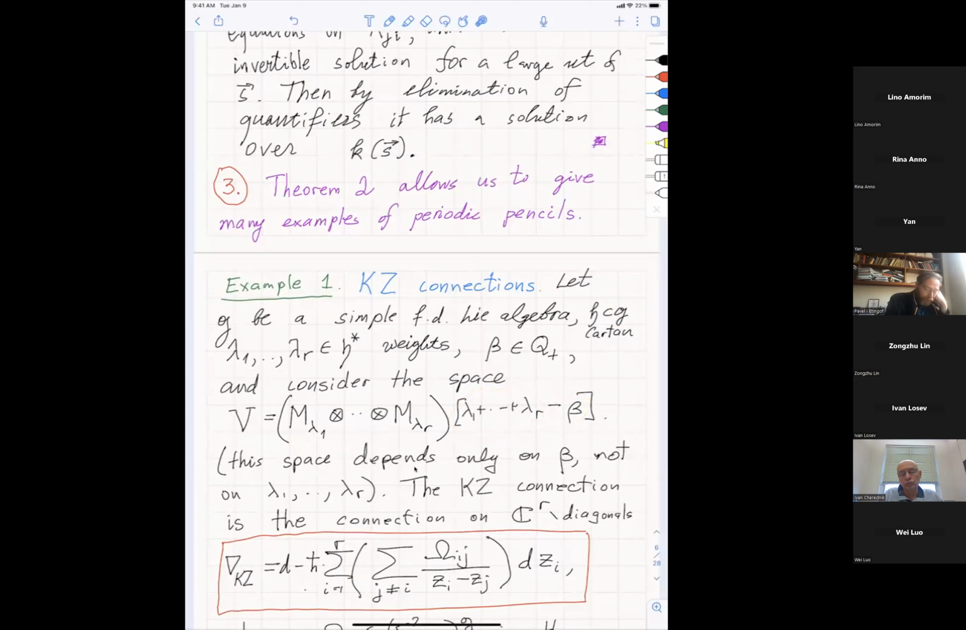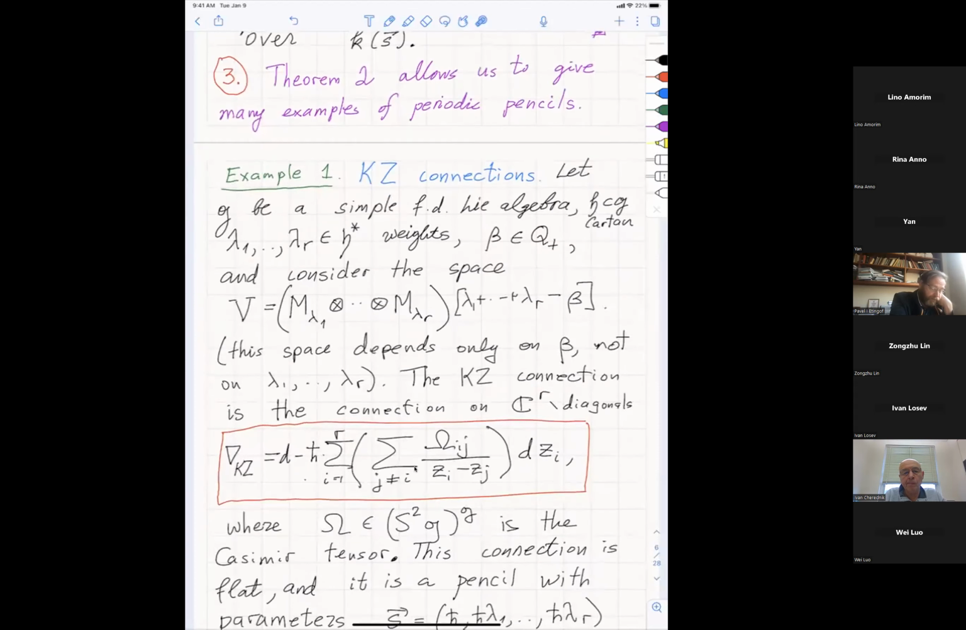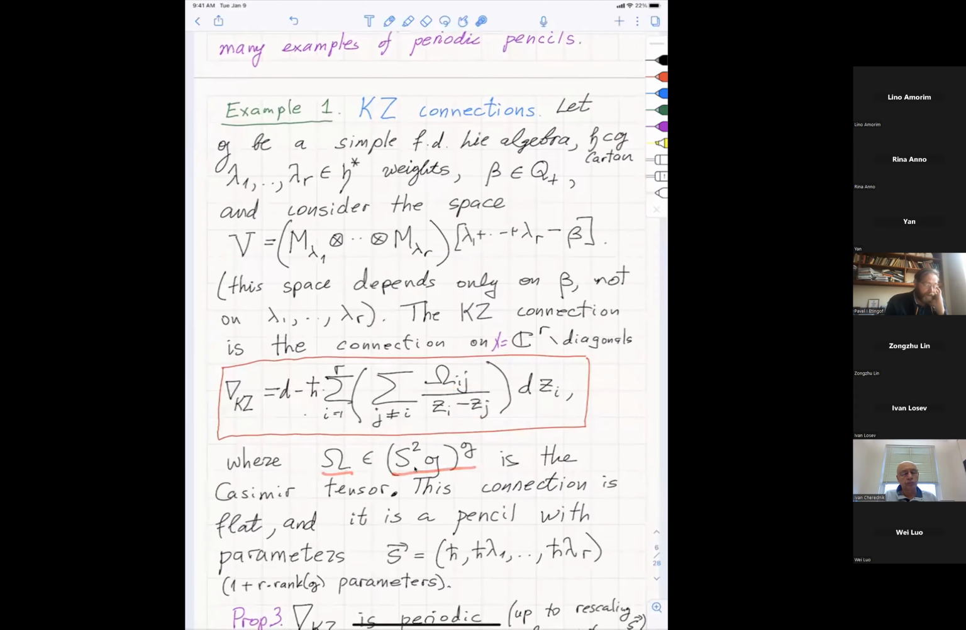So this space actually depends only on beta and not on lambda 1 through lambda r, because we can express it as the weight space of weight minus beta in the tensor product of r copies of the enveloping algebra of n minus, the negative nilpotent subalgebra. And then the KZ connection is a connection on the variety X, which is in this case a configuration space, C to the r minus the diagonals. And the connection has the form d minus h bar, which is a parameter, times the summation from i equals 1 to r, summation from j not equal i, omega ij divided by zi minus zj times dzi, where omega is an invariant Casimir tensor.